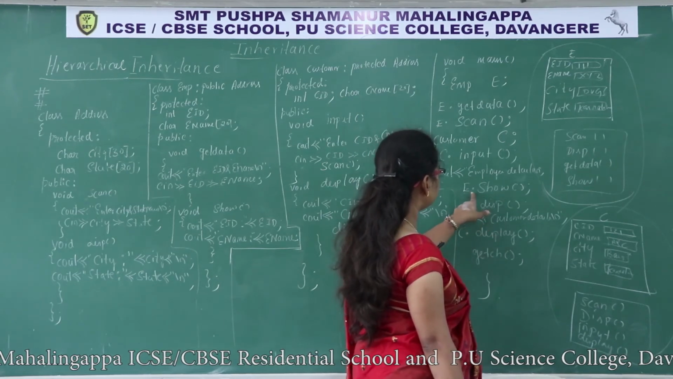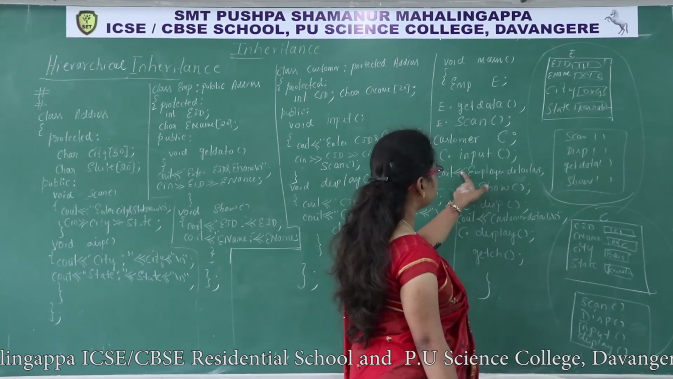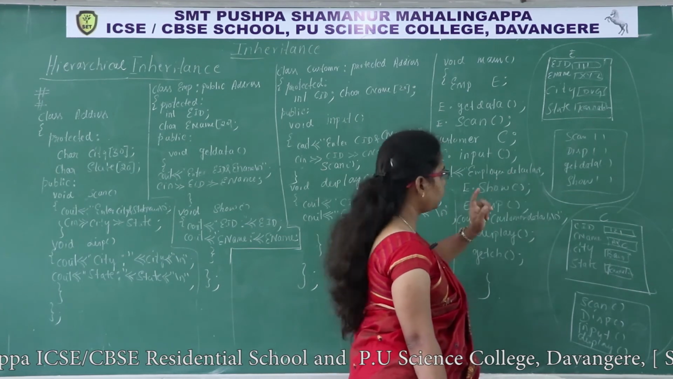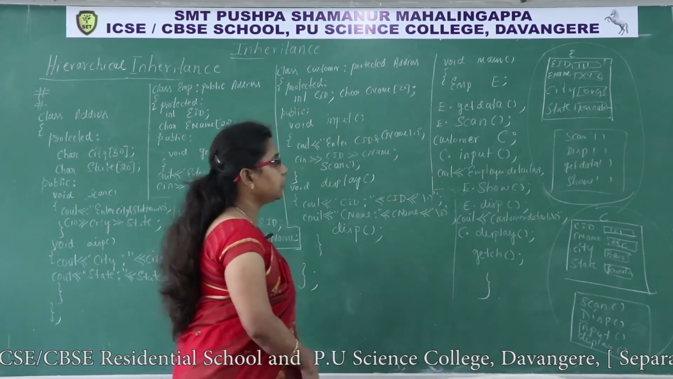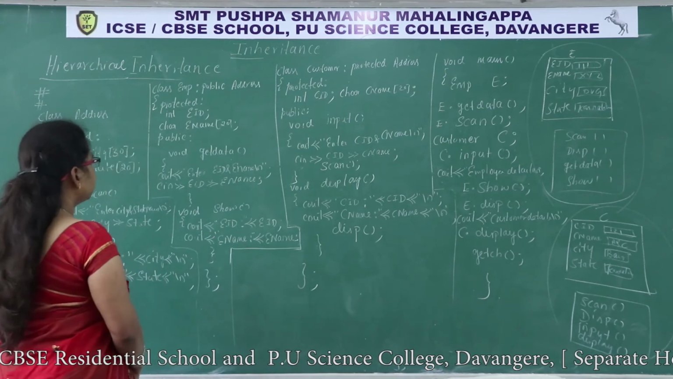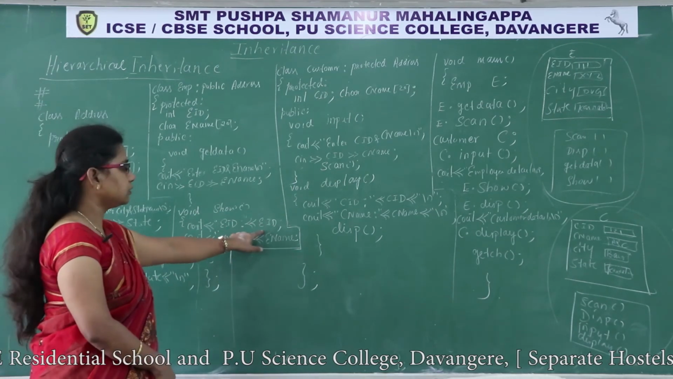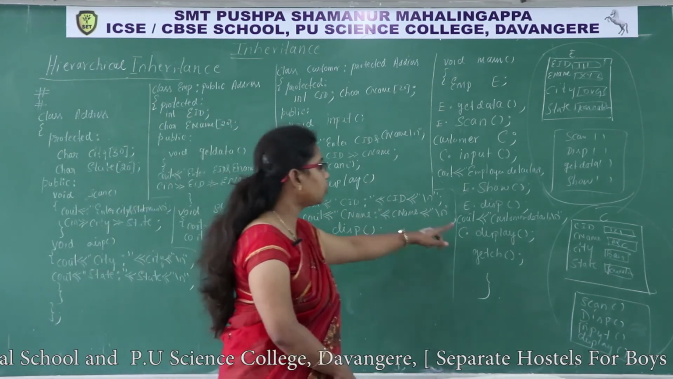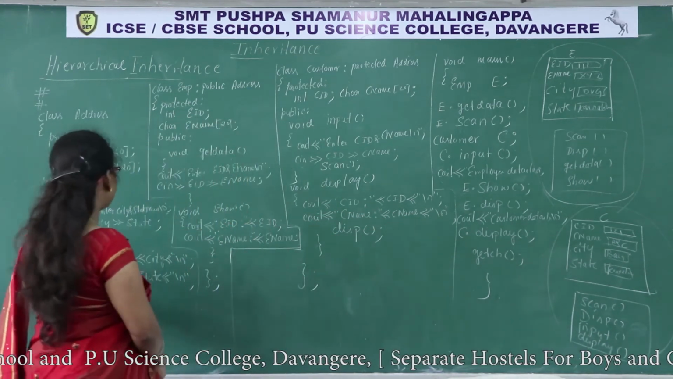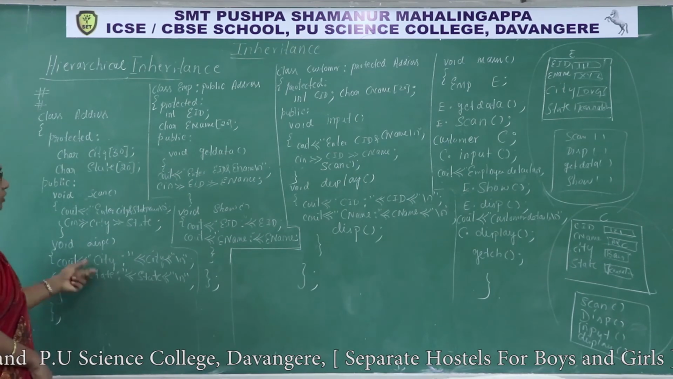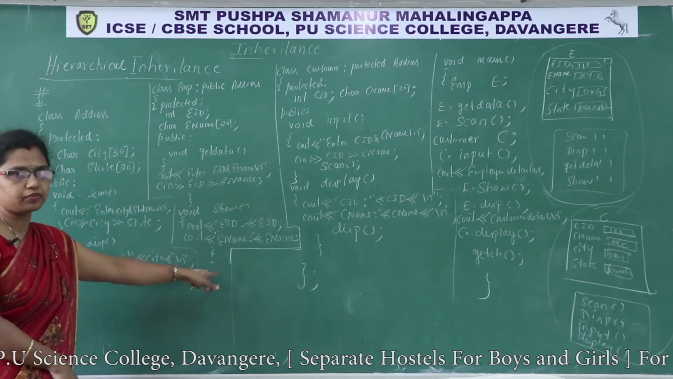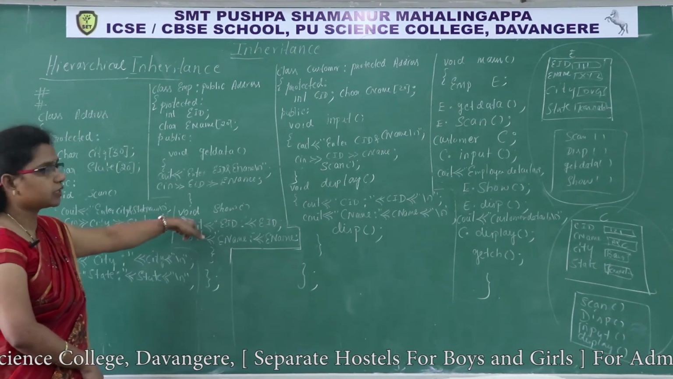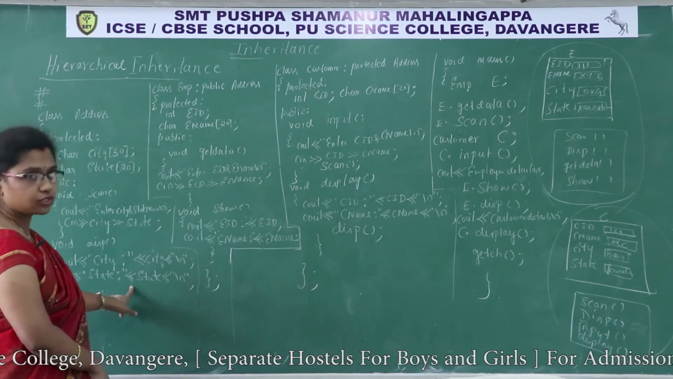What happens? Employee details. I want to display employee details. E dot show displays employee ID and employee name. After that, E dot disp function, it's a base class function, but it is inherited as a member function in the public section of the derived class, city and state.